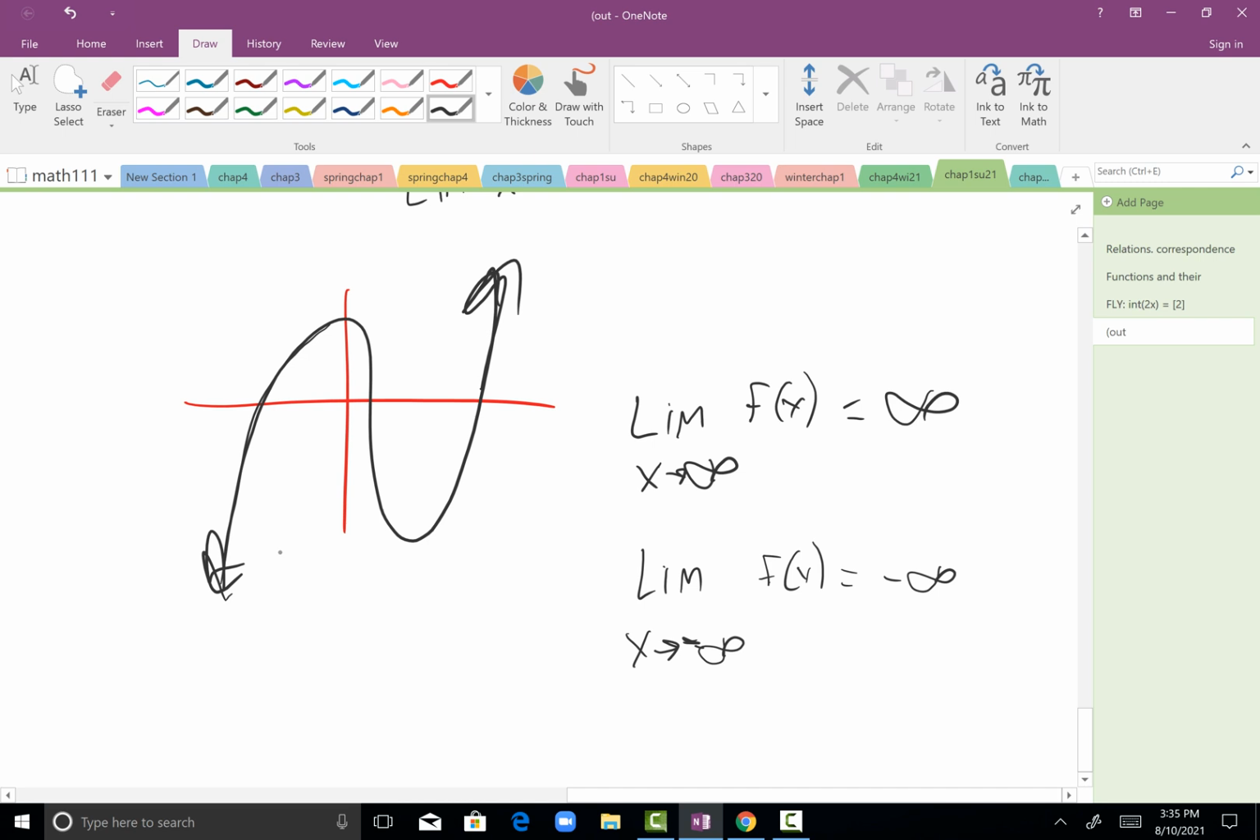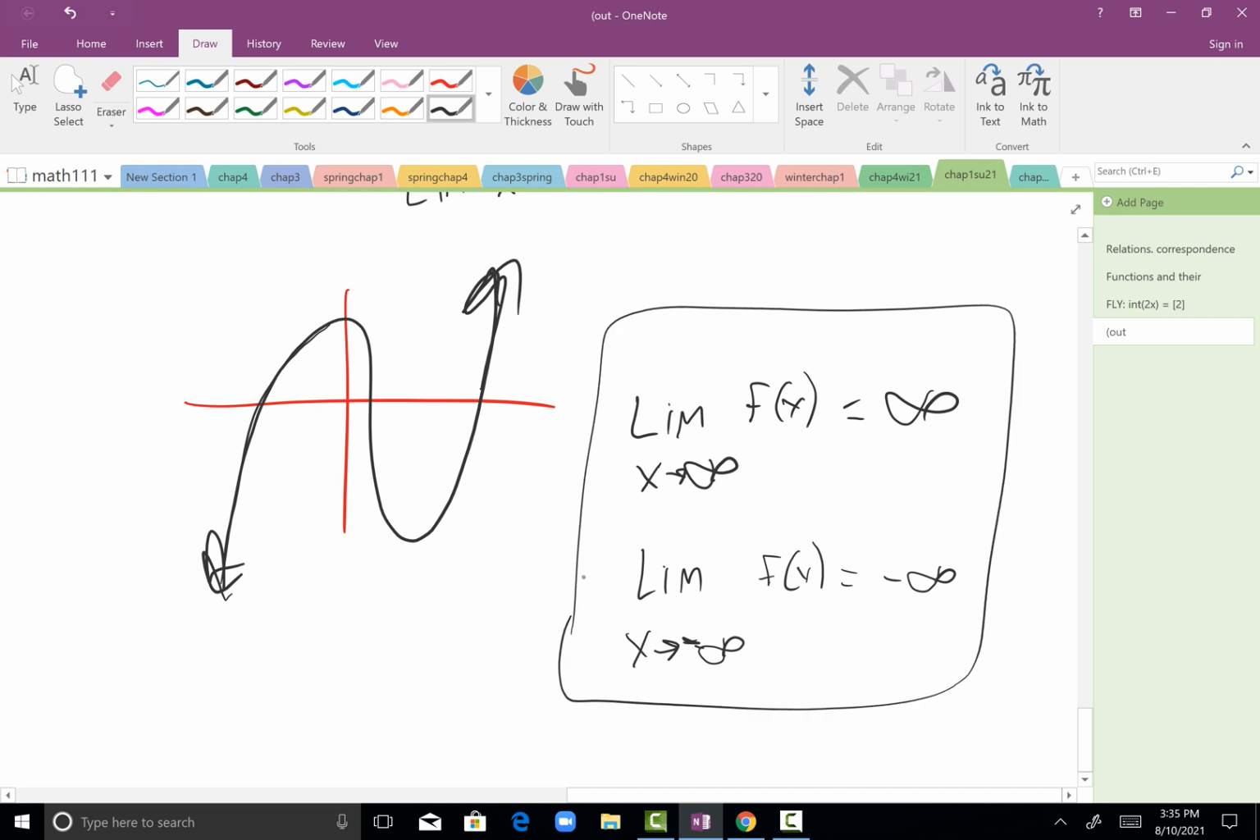Some instructors, but not many, would say increasing, decreasing. I have seen that, but really in a proper sense, and in some things we should be pretty proper, we're going to use these infinities, and we're going to use limit notation.